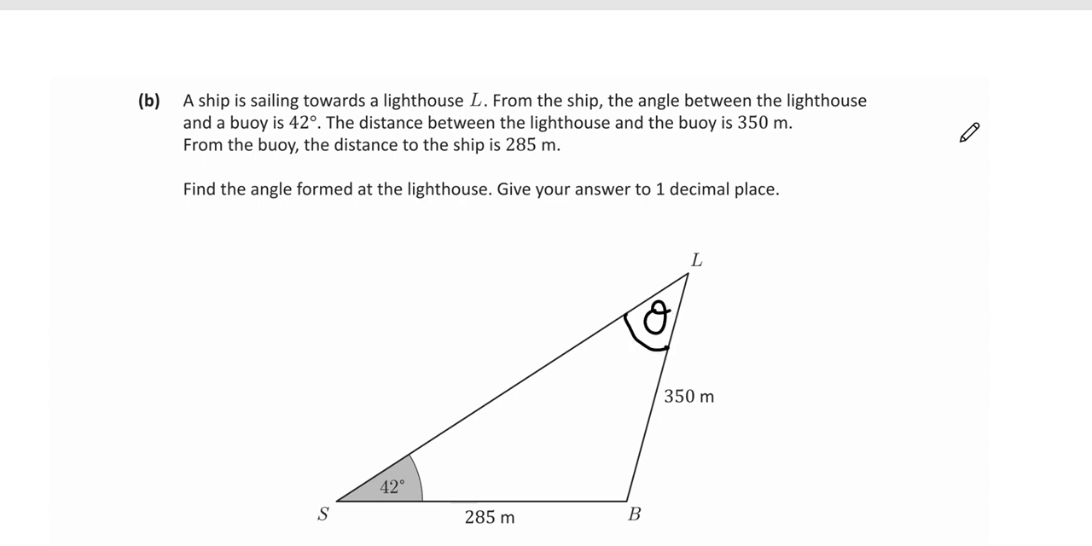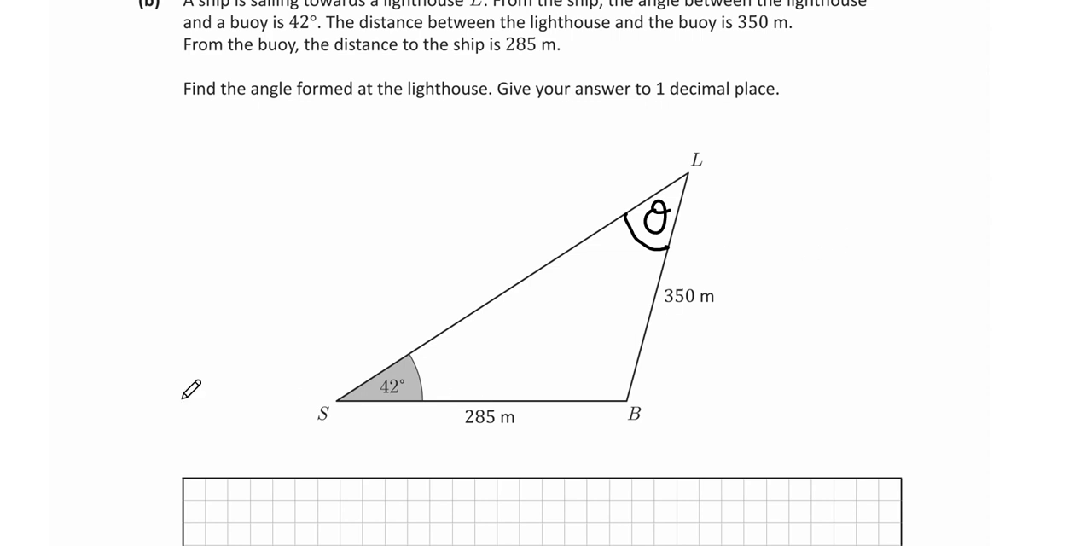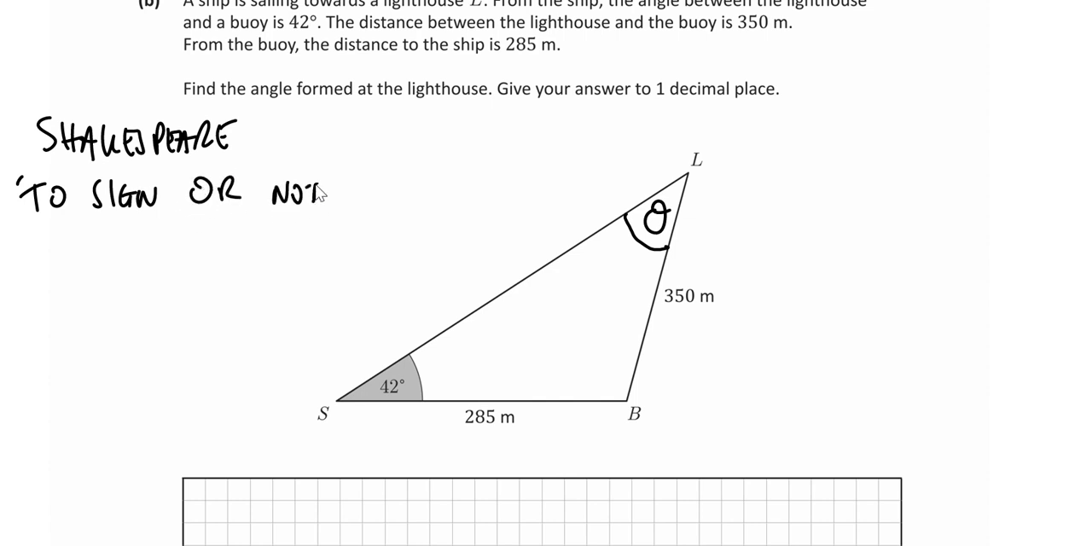Find the angle formed at the lighthouse. Give your answer to 1 decimal place. So I suppose, a bit like Shakespeare, I'd often ask: to sine or not to sine? That is the question. And I suppose instead of saying sine, I should be saying S-A-N-E, or not to sine. That is the question. You get me there?